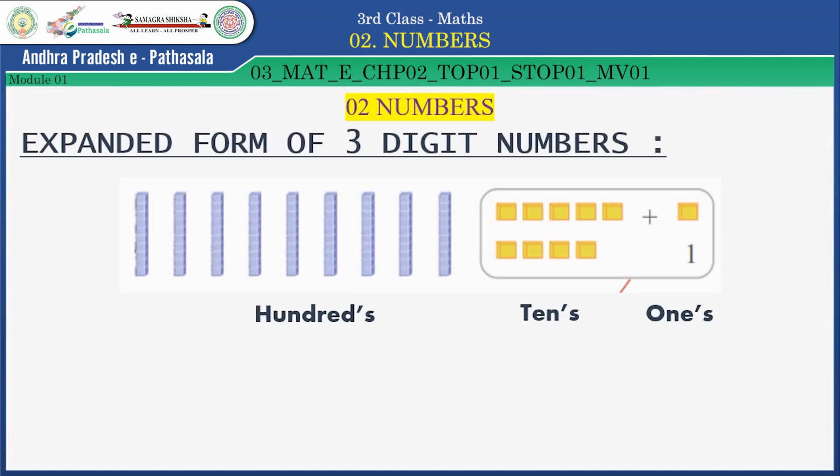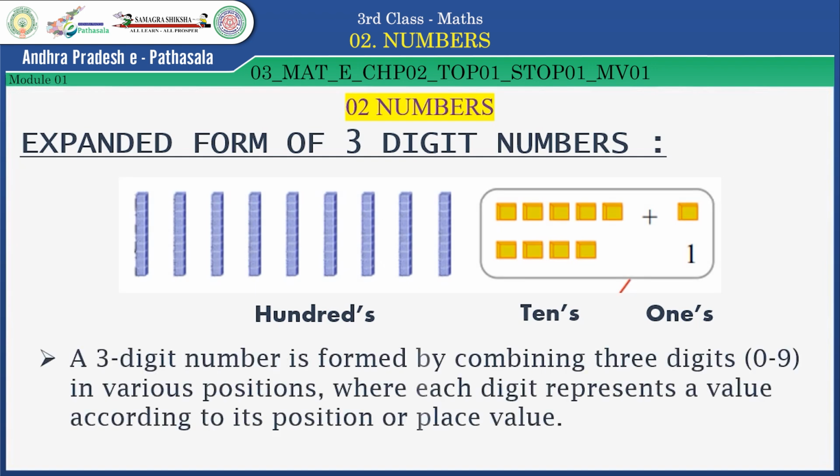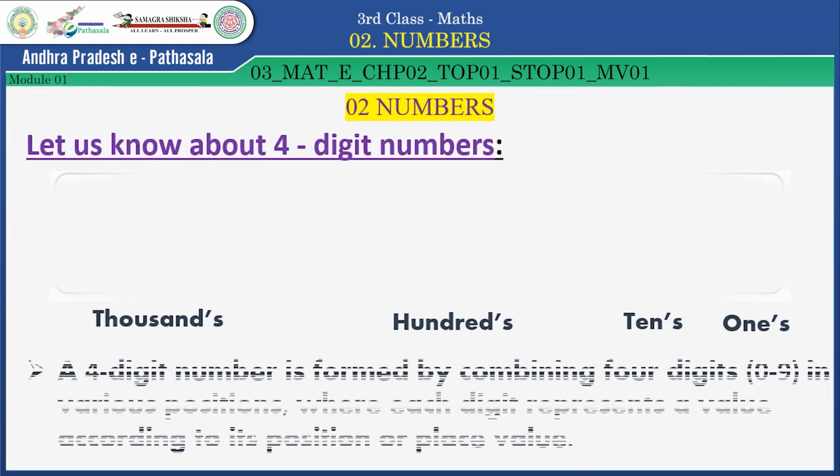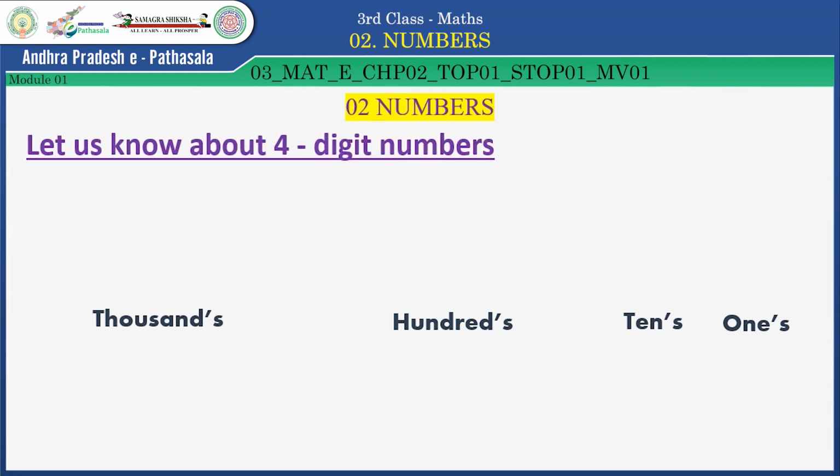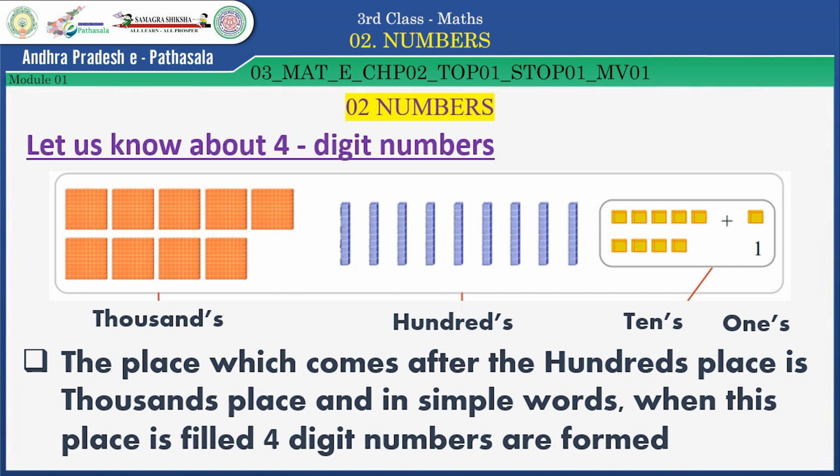Expanded form of three-digit numbers. We already know that a three-digit number is formed by combining three digits 0 to 9 in various positions where each digit represents a value according to its position or place value. Similarly, a four-digit number is formed by combining four digits in various positions, where each digit represents a value according to its position or place value. The place which comes after the hundreds place is thousands place. And in simple words, when this place is filled, four-digit numbers are formed.